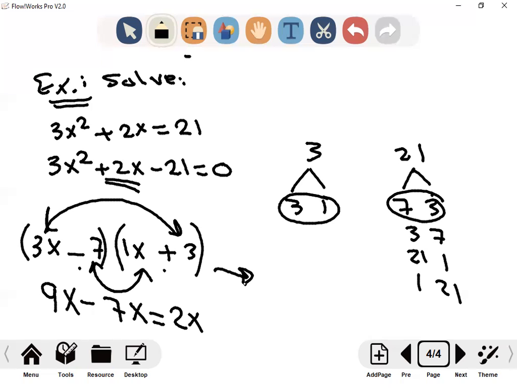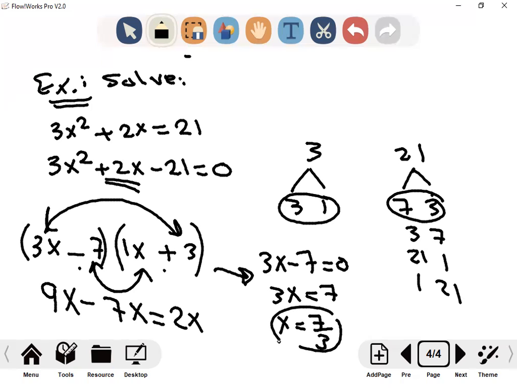I will do it here. 3x minus 7 equals 0. 3x equals 7. So x will be 7 over 3, or x plus 3 equals 0 means x equal negative 3. Okay?